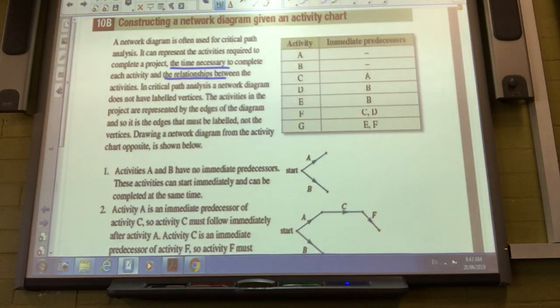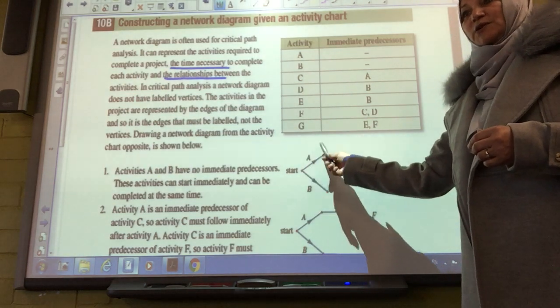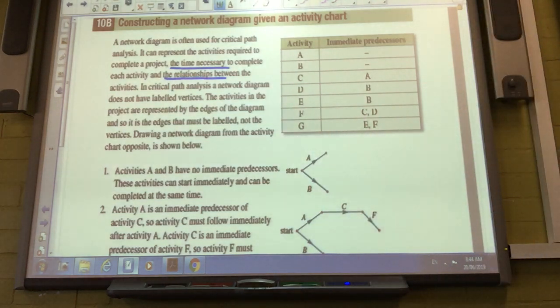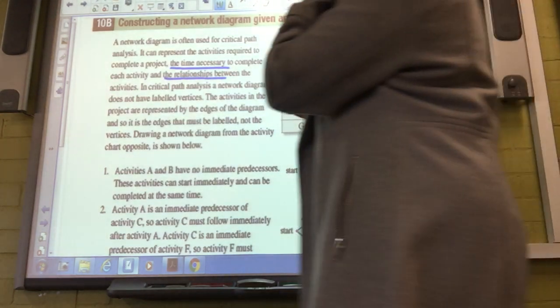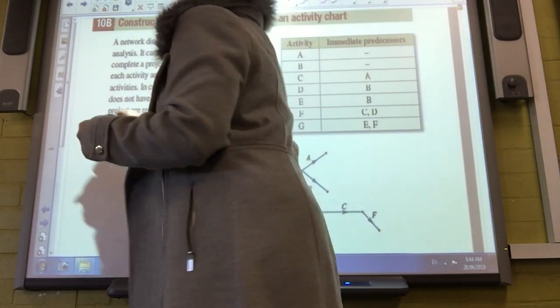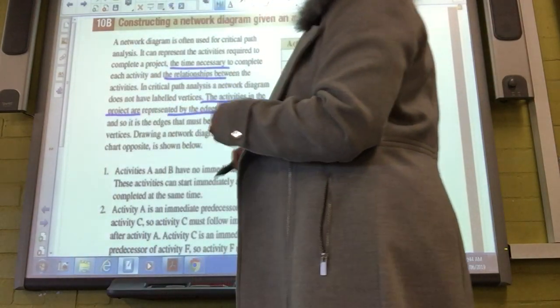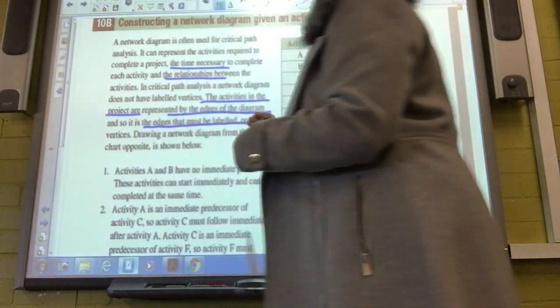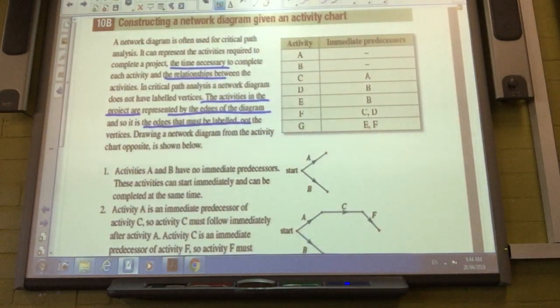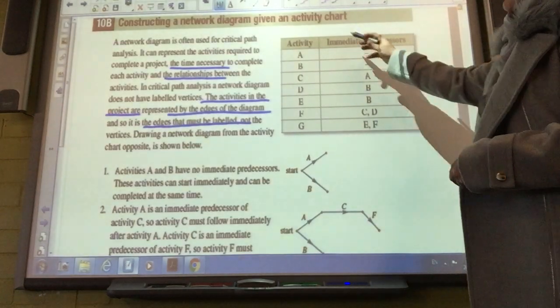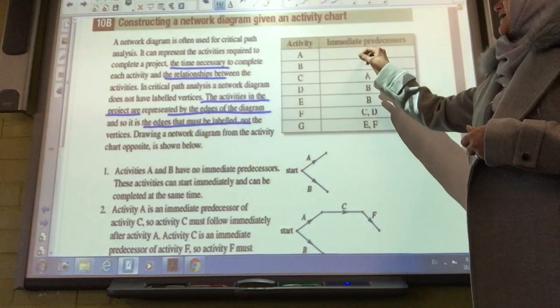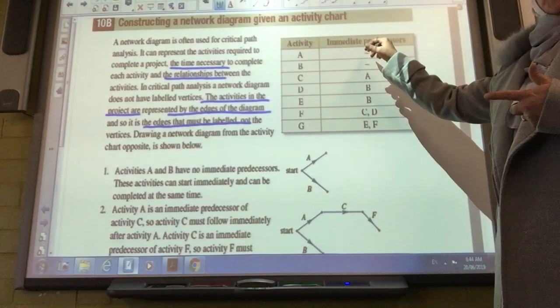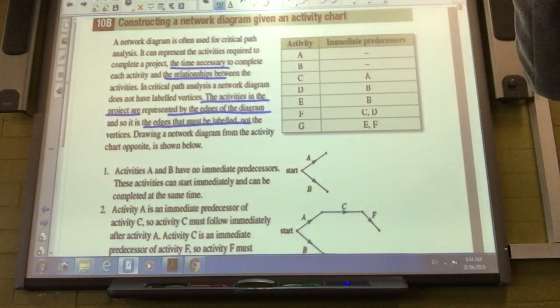So we're not labeling like what we did in chapter 2, where we put the point that's A, that's B. No, that's the difference. We label the edge. It tells us where the activity is, where it's starting, where it's finishing. That's an important point. The activities in the project are represented by the edges of the diagram, and edges must be labeled, not the vertices. If we're looking at this chart, the table, what did that little dash mean before? There was nothing before that actual activity starting.